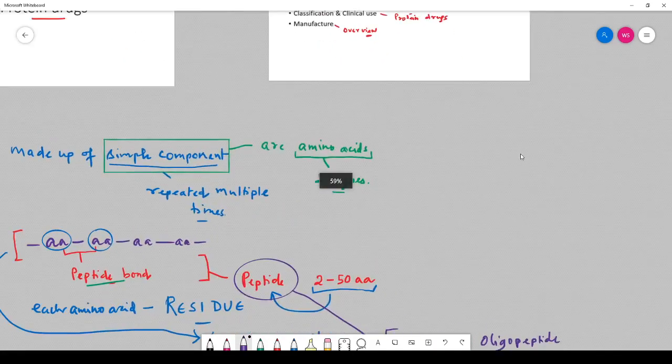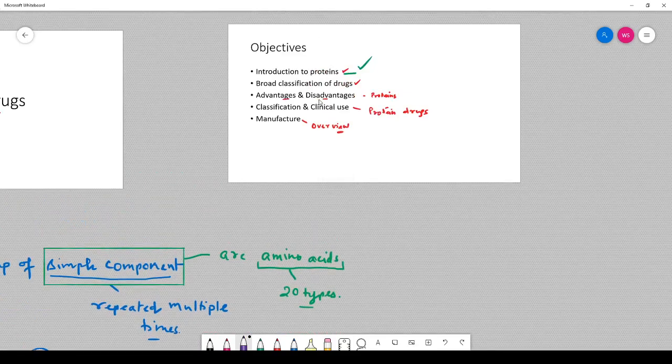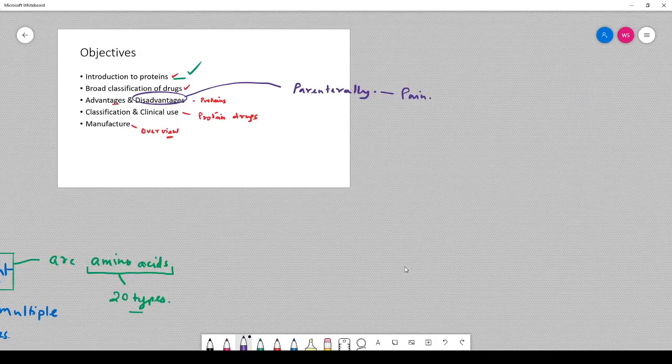We have talked about the advantages and we have talked about one disadvantage. Which disadvantage did we talk about? Parenterals, yes, it can be given only parenterally. As far as the patient is concerned, it is associated with pain, and sometimes there can be local changes in the tissue due to chronic administration.